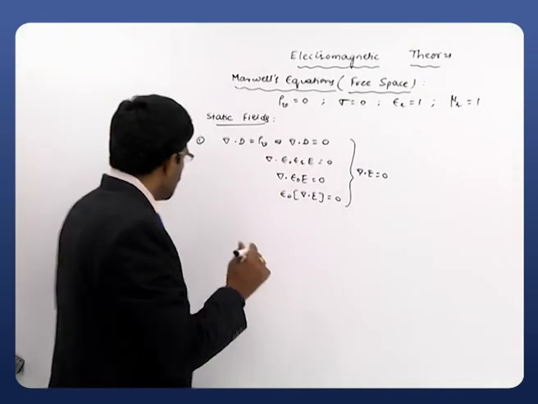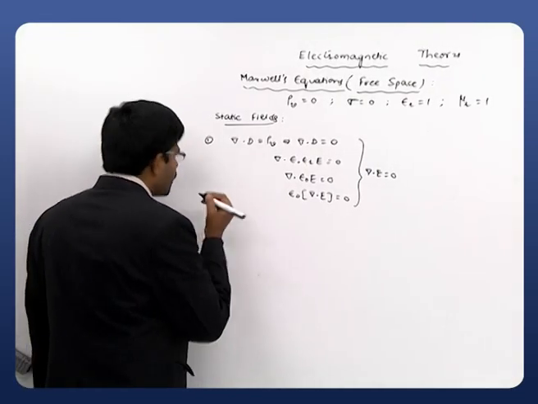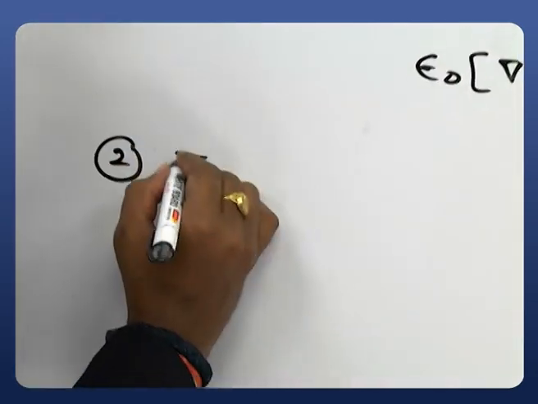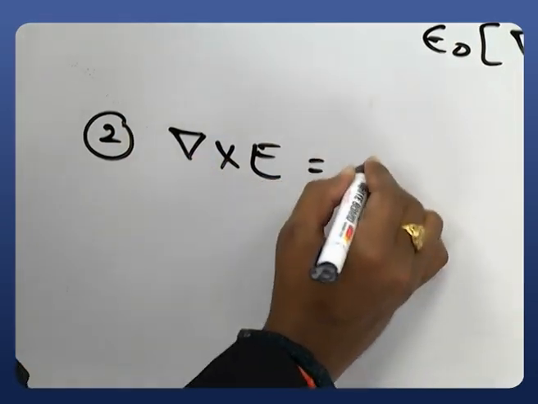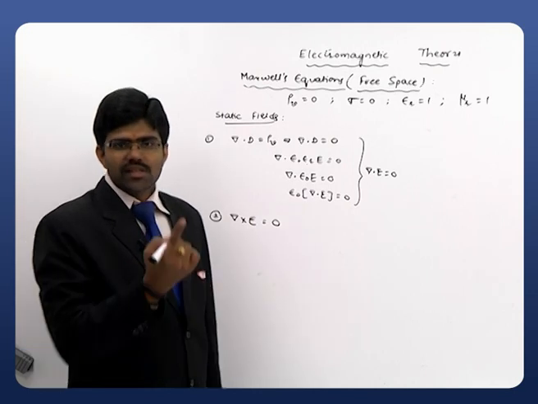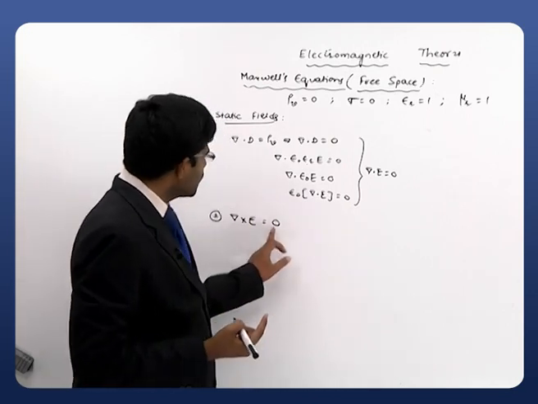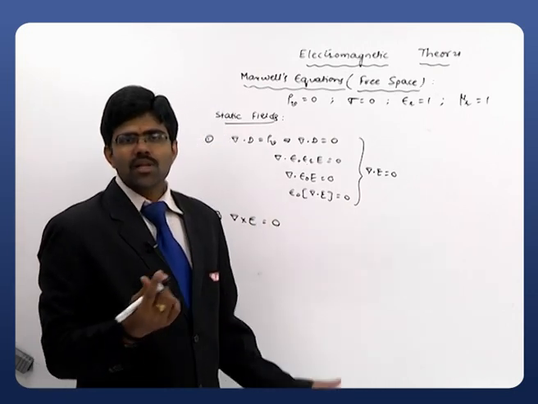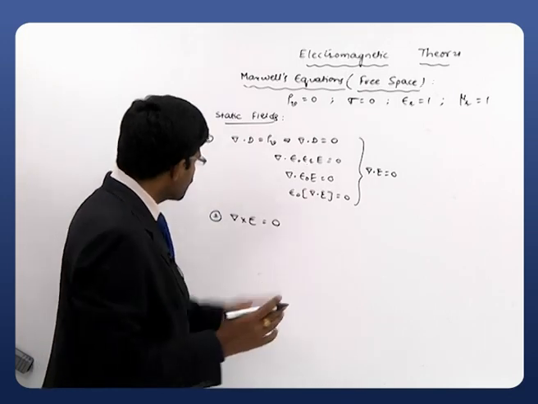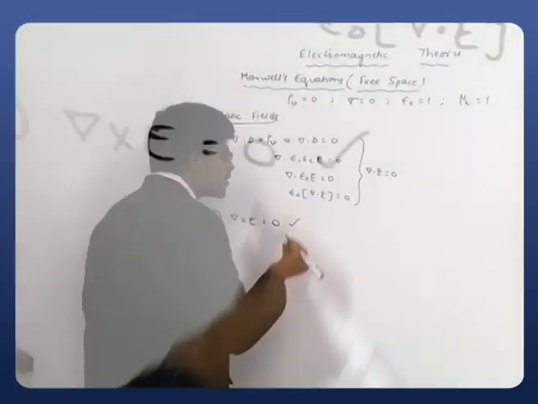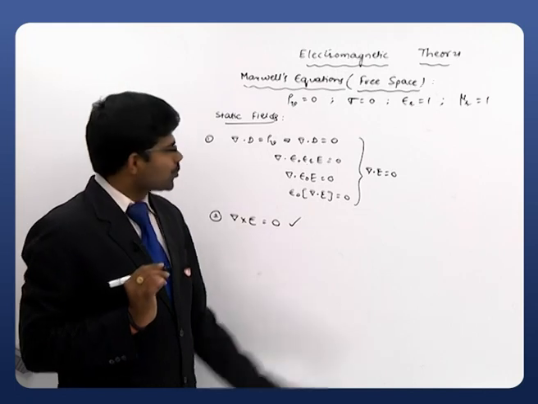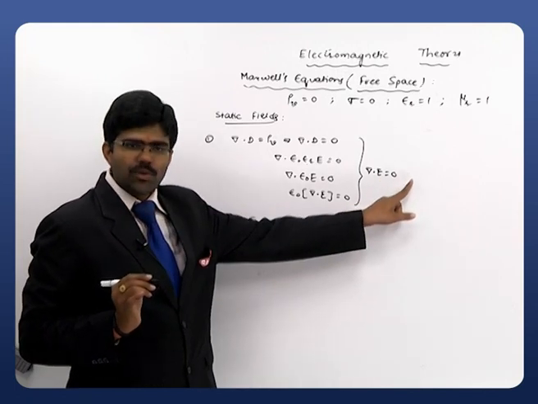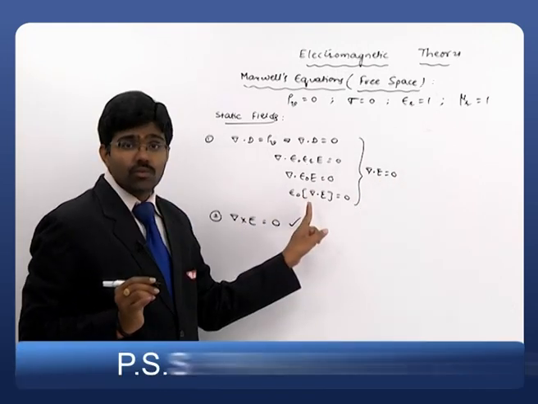In the same way, what is our second equation? Our second equation is del cross E is equal to 0. So clearly, for static fields del cross E is equal to 0, and observe there is no modification here. As it is, we are supposed to remember this equation for free space also. So del dot E is equal to 0 for free space, del cross E is equal to 0 for free space.